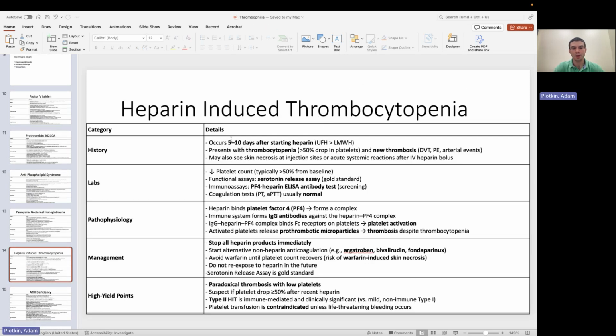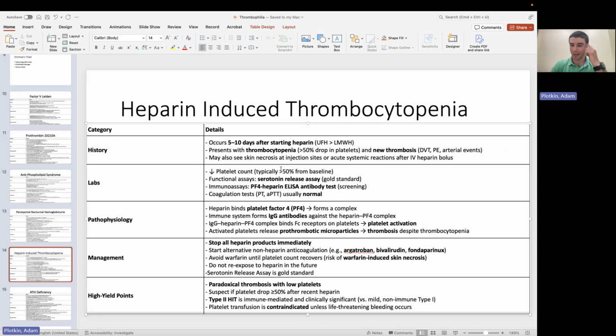All right, almost there. Heparin-induced thrombocytopenia. So this is classically going to occur 5 to 10 days after starting heparin. Classically more with unfractionated heparin rather than low molecular weight heparin. We also have to see thrombocytopenia with a drop of more than 50% in platelets in order to actually diagnose this. We'll probably see new thrombosis too. We'll see DVT, PE, and arterial events. We may see some skin necrosis at the injection site or acute systemic reactions after giving heparin.